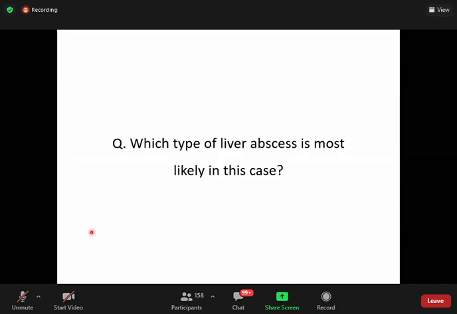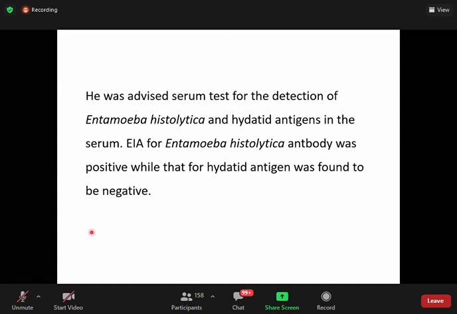Which type of liver abscess is most likely in this case? What is the other type of liver abscess? Apart from amoebic liver abscess, pyogenic liver abscess, pyogenic due to bacterial infection.